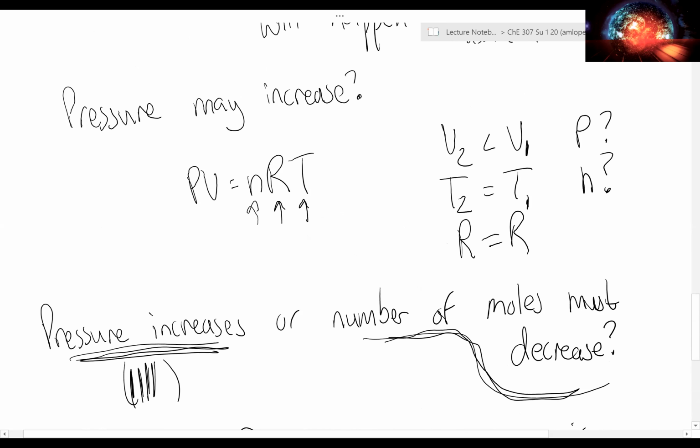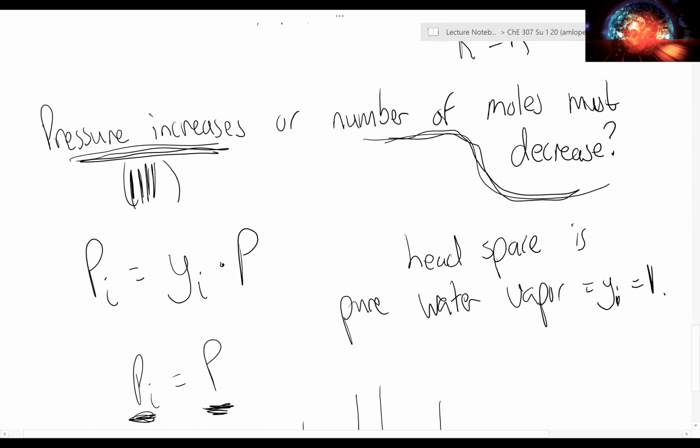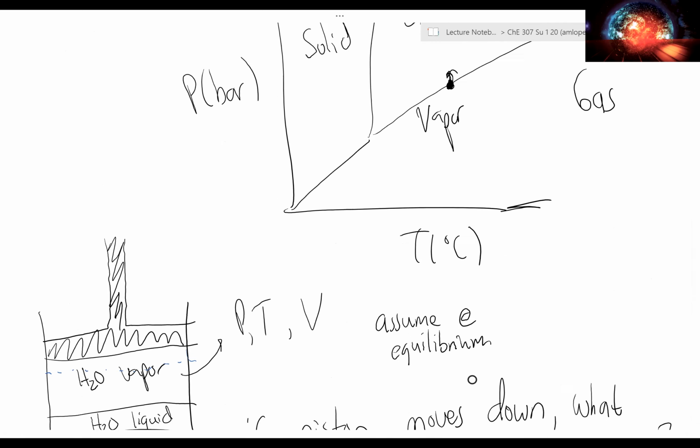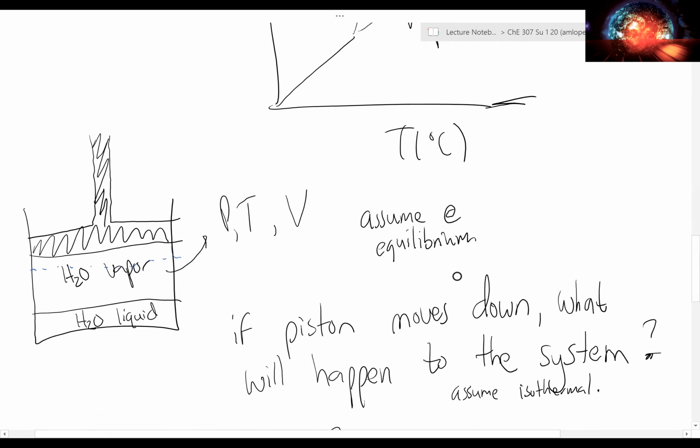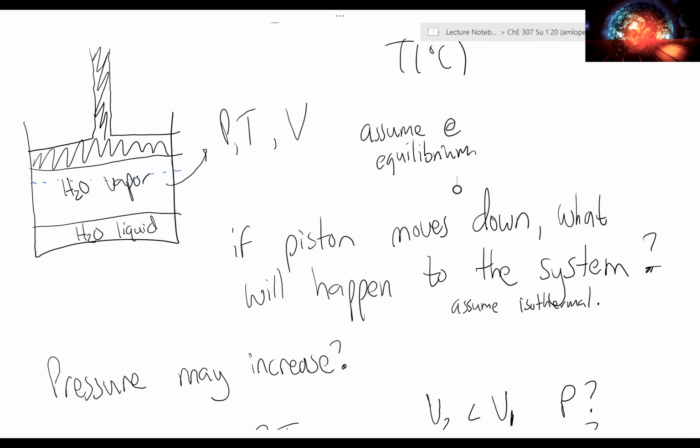Does that make sense, or is it a little confusing? And it's okay if it's confusing. So let me recap that for you. So we had this piston with vapor and liquid in equilibrium, and if the piston moved down, the question was what happens to the system?